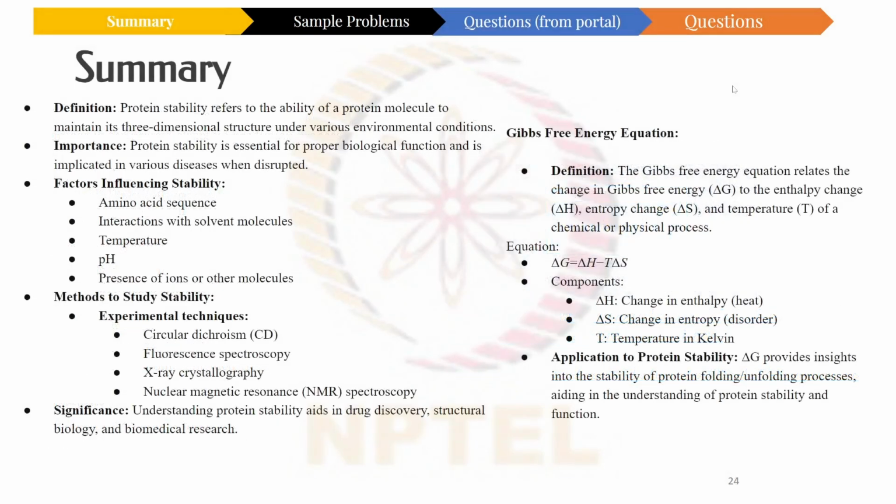Then we have protein stability. So protein stability refers to the tendency of a protein molecule to maintain its three-dimensional structure under various environmental conditions. Or protein stability is defined as the free energy difference between folded and unfolded states. The stability of a protein structure is influenced by numerous factors, including sequence of amino acids, interactions with solvent molecules, temperature, pH, and presence of ions and other molecules. So this understanding of protein stability is essential in fields such as structural biology, biochemistry, and drug discovery.